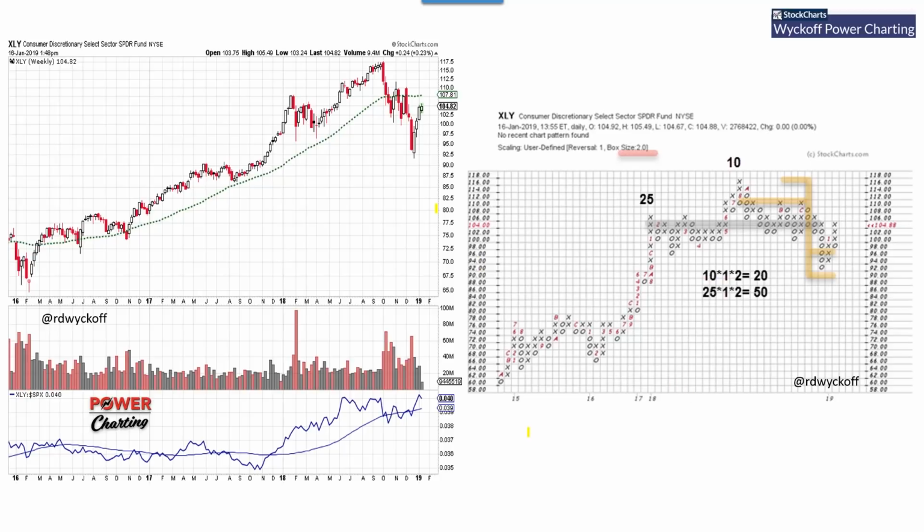There are three correlating charts here that we can look at and combine their analysis together for identifying best leadership by sector. And of course, you could do this analysis with industry groups and individual stocks too, similar to what we did last week, last episode. You can see up here, this is consumer discretionary, XLY.